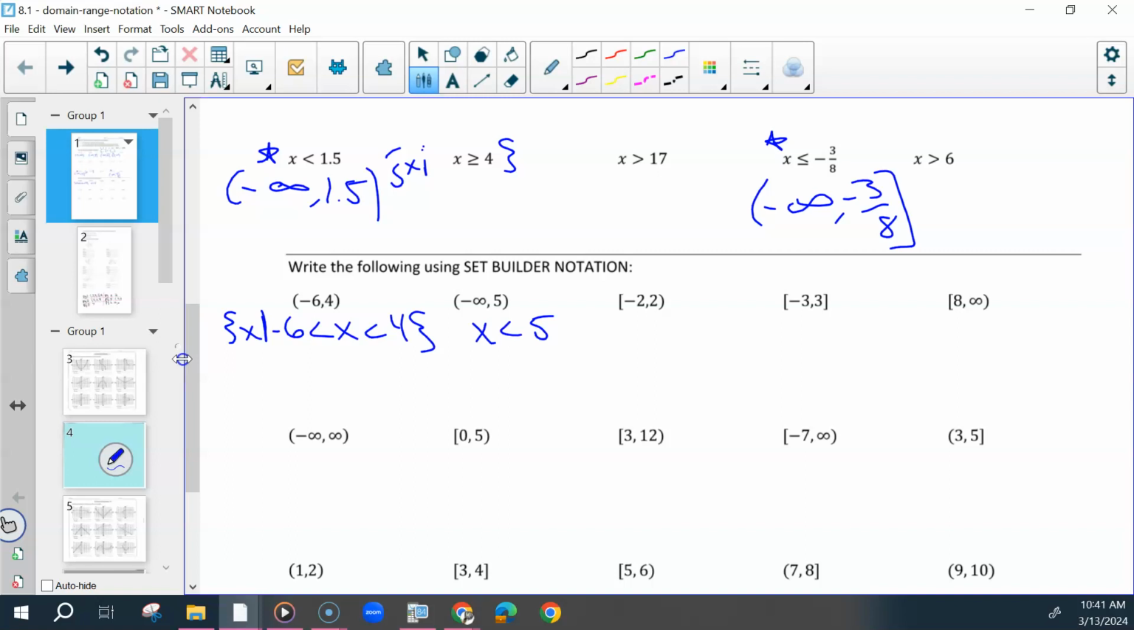Questions so far? Would you not put a parenthesis over that? So we're not doing what we did up here, we're doing the opposite. Okay. So we're writing it like this, like what was already given.